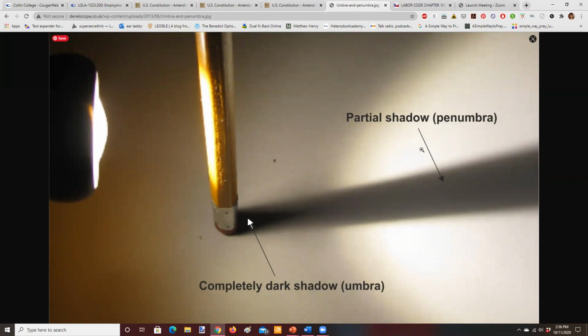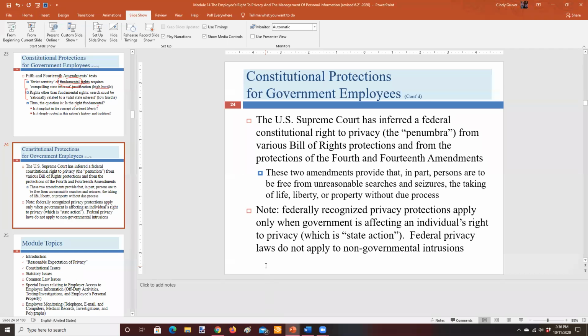And then the part that is partially hidden is called the penumbra. And so when we say that this idea of privacy is in the penumbra, it's the concession by the U.S. Supreme Court that no, it's not exactly in the Constitution, but that notion is present even if it's in a different form. And so that might help you remember how privacy is treated by the U.S. Supreme Court in constitutional matters.